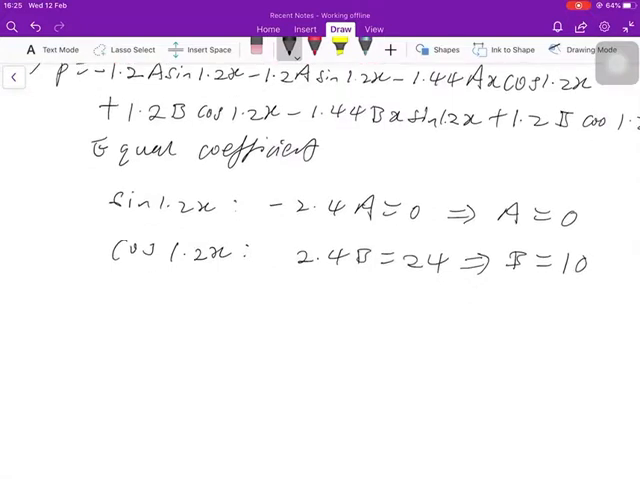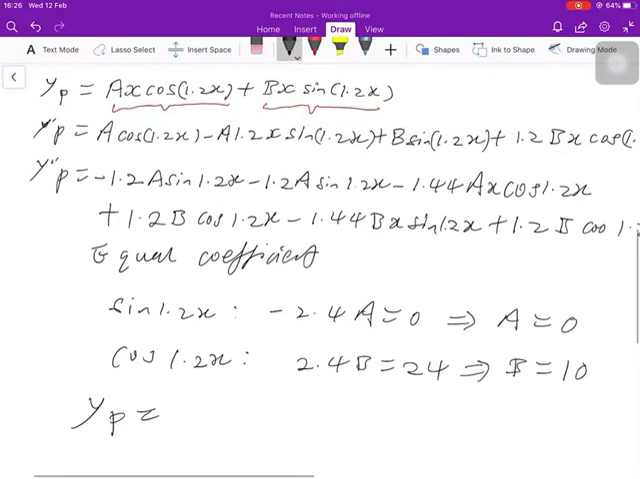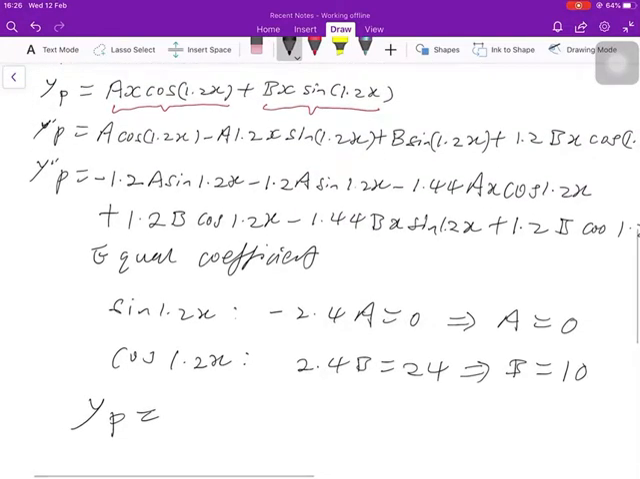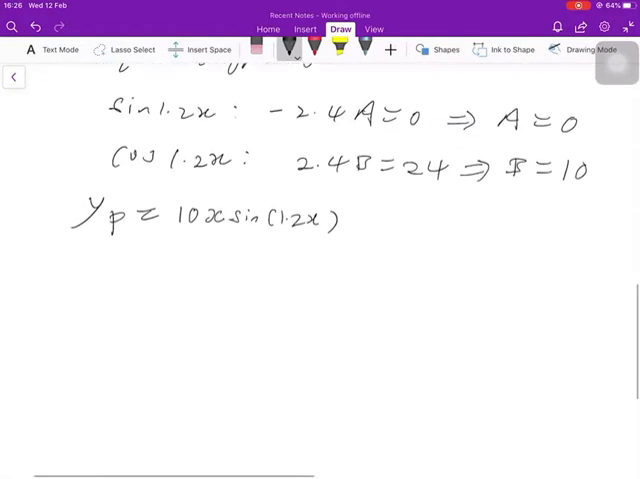Now we can form the solution. So yp is based on the proposed trial solution. a is 0, that means ax cosine 1.2x is 0, right? When b is 10, we have 10x sine 1.2x. That is our particular solution, yp.